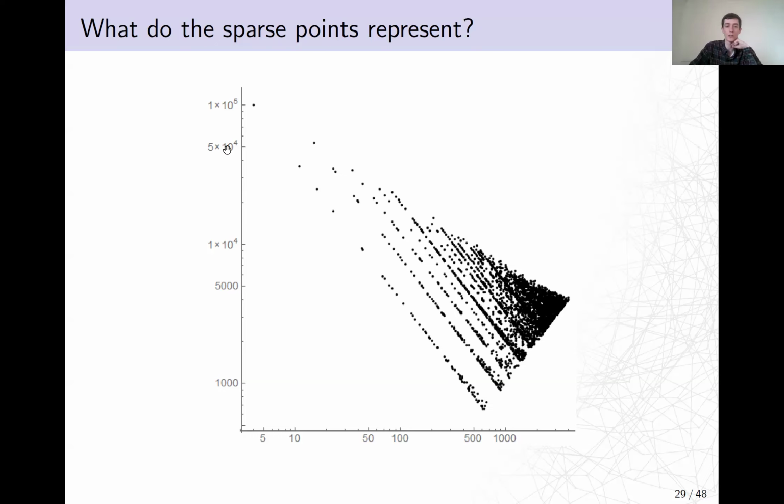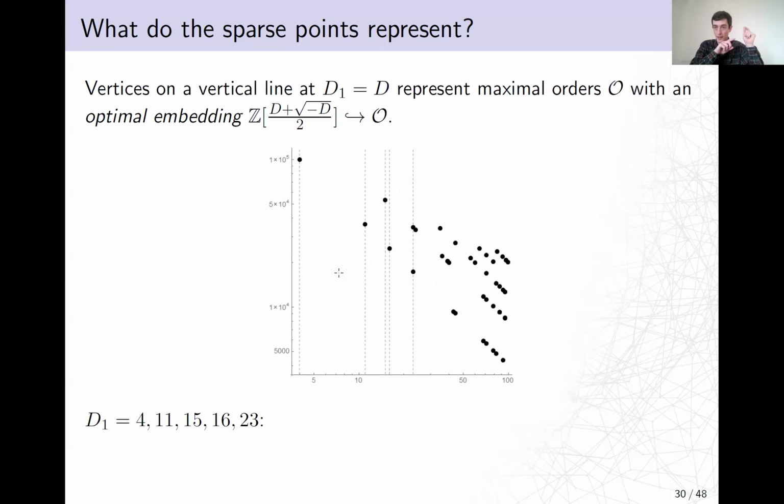So these are going to be the points with small d1. Now, I mentioned earlier in the talk that elements of the Gross lattice parameterize embeddings of quadratic orders with discriminant minus d. So let's take this vertical line right here. This is a vertical line with d1 equals 4. The existence of a point on this vertical line means that for this corresponding maximal order, there's a copy of the quadratic order with discriminant minus 4, namely Z adjoin i, living inside this maximal order.